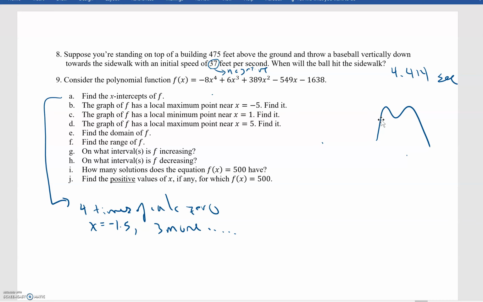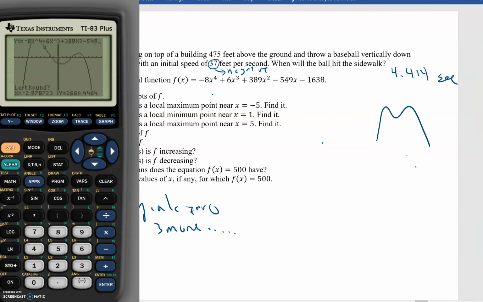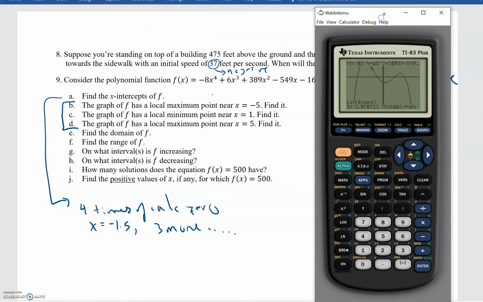Okay, let's move on to the mins and maxes, which is B through D. The first one says the graph of f has a local maximum near x equals negative 5. Which indeed it does. That's it right there. So to find that, we would go to calc maximum, and you just scroll over, and my calculator keeps wanting to run away from me.